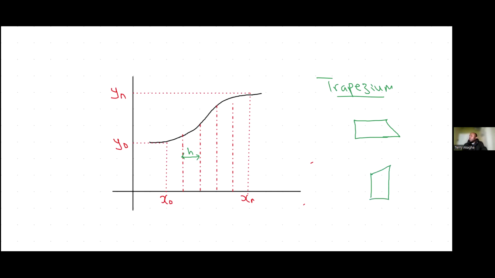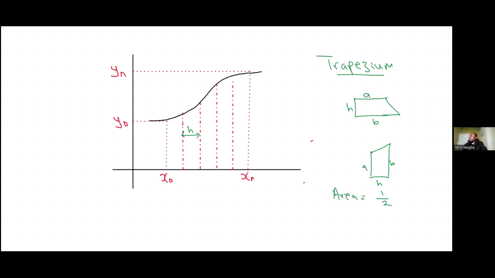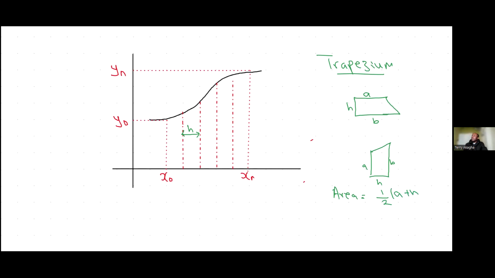So the two parallel sides are A and B, and the vertical side here is called H. So here, this is the H, this is the A, and this is the B. This is the shape of the trapezium. And if you want to find the area of a trapezium of this shape, the area is equal to 1/2 (A plus B) multiplied by H. So that's how you get the area of a trapezium.